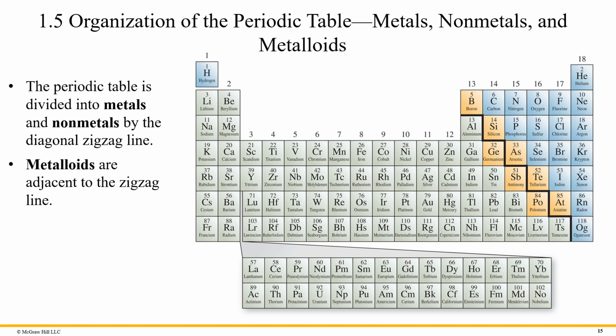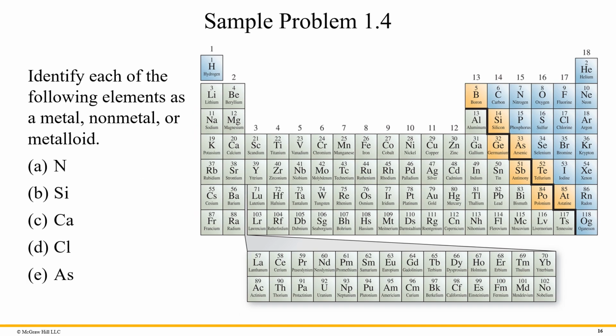And lastly, we will look at a sample problem. Once again, for each of the following elements that are listed here, find them in the periodic table, and then identify them as a metal, or nonmetal, or a metalloid. And at the end of this, we will then continue with the next topic in a different video.